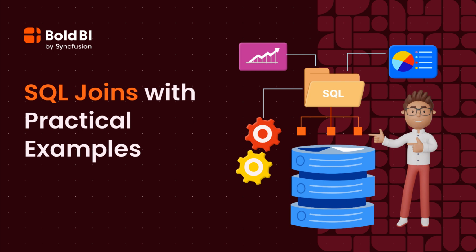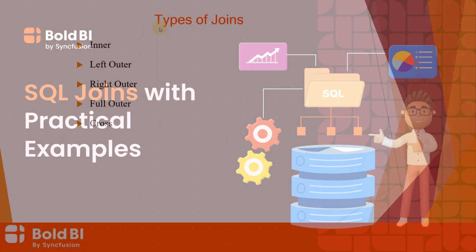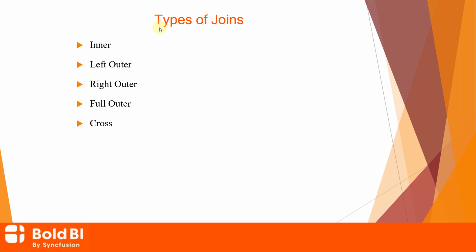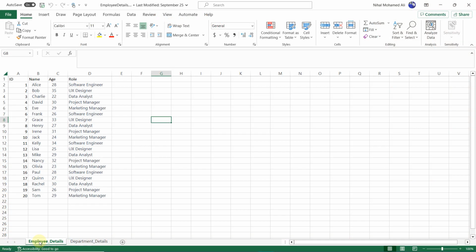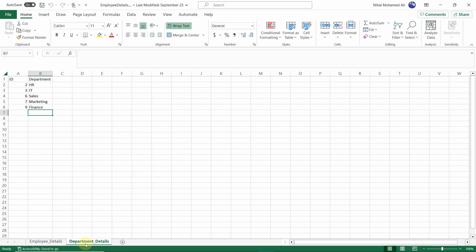SQL joins are a fundamental concept in database management, and they allow you to join data from multiple tables. In this video, we will explore 5 types of joins: inner, left outer, right outer, full outer, and cross joins. We will use sample data to illustrate each join type to help you understand how they work in real-world scenarios.